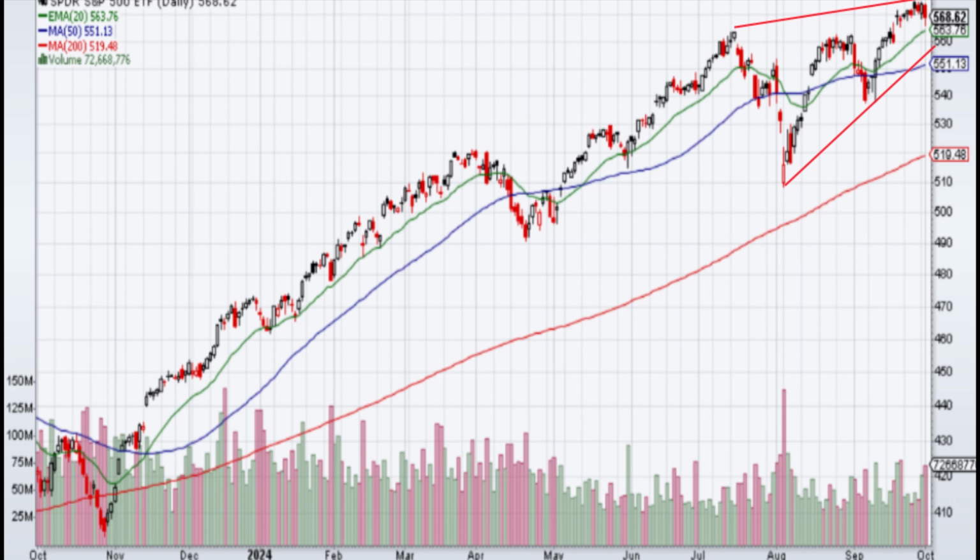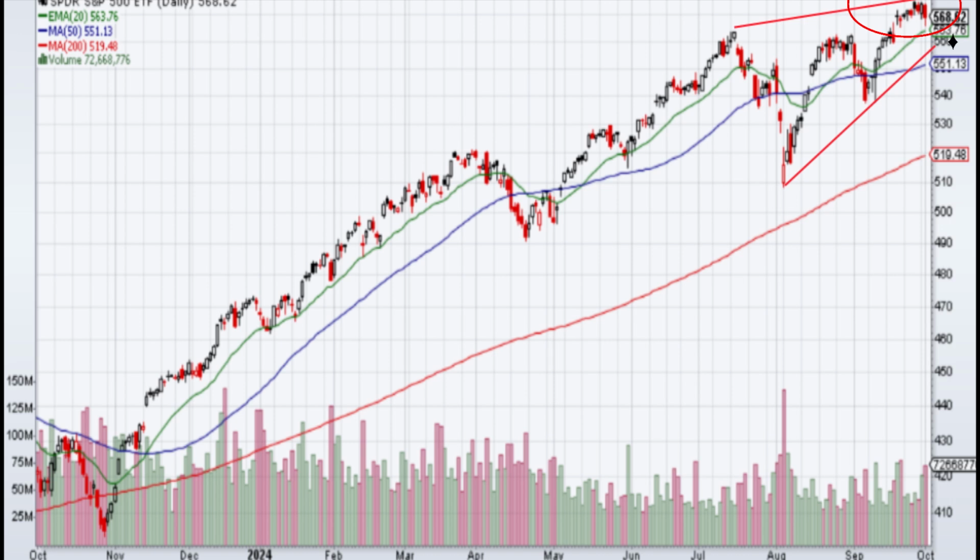Lastly, the 200-day SMA around $519.48 is the ultimate support level, marking a critical point for the long-term trend. On the upside, the immediate resistance is the previous swing high around $570. A break above this level would indicate a continuation of the bullish trend. If SPY can close above $570 with volume, it could pave the way for a move toward the $580 to $590 region.